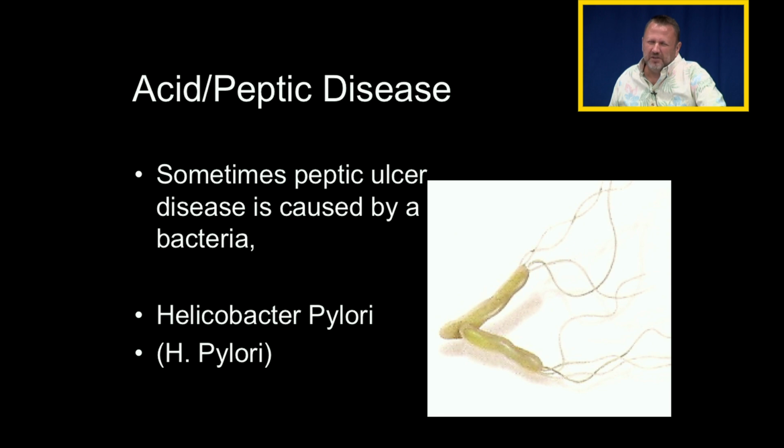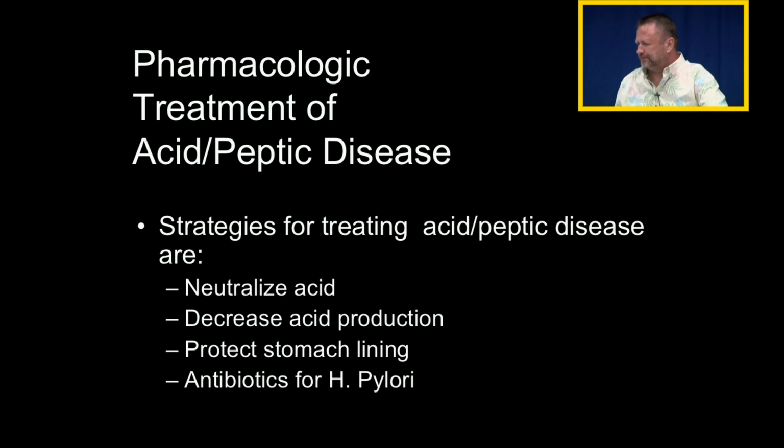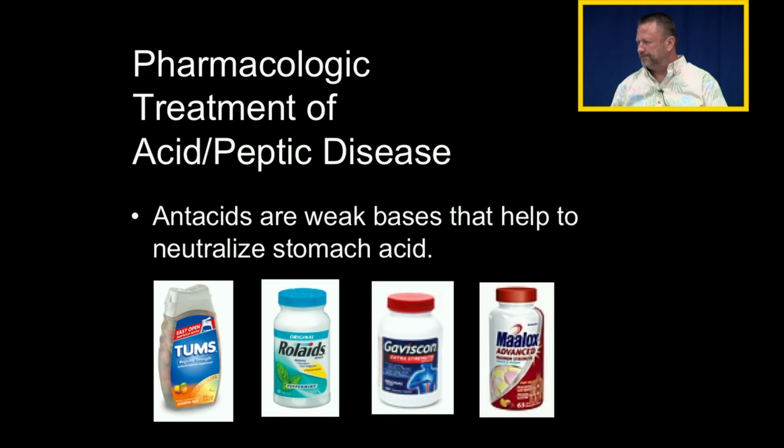All right, sometimes peptic ulcer disease is caused by a bacteria called Helicobacter pylori, H. pylori, and so if you get an EGD, they'll do a biopsy and they'll test for Helicobacter pylori because this can be a cause of ulceration as well. All right, so the pharmacologic treatment of acid peptic disease involves several classes of drugs. These strategies will include using acid neutralizers, using drugs that decrease stomach acid production, using drugs that increase the stomach's protective lining and augment that, and then we'll also use antibiotics for Helicobacter pylori.